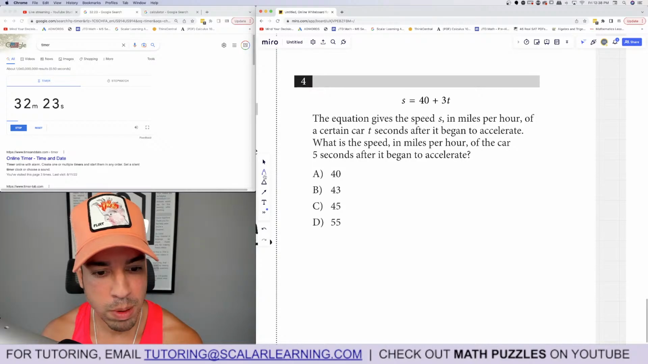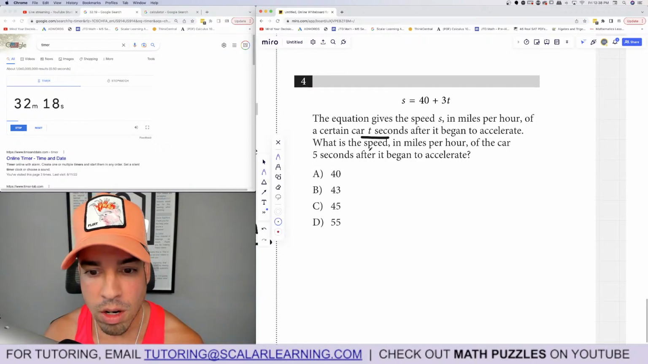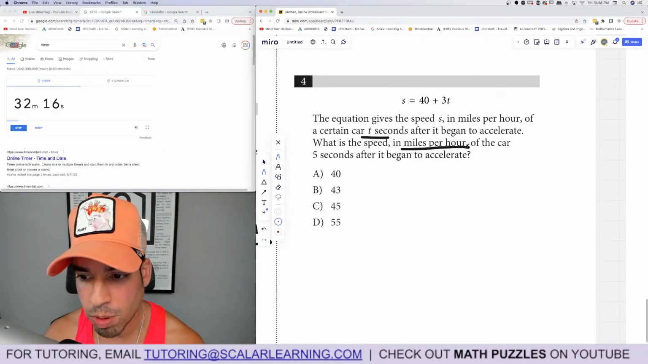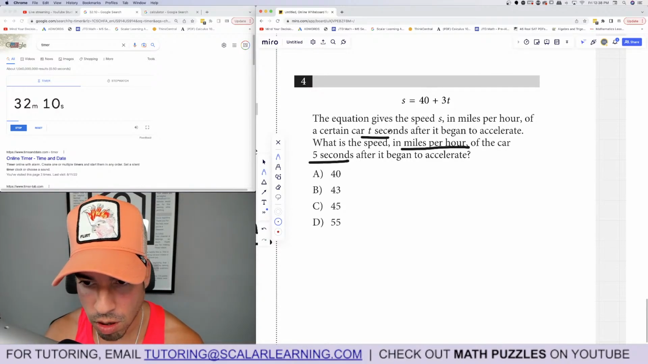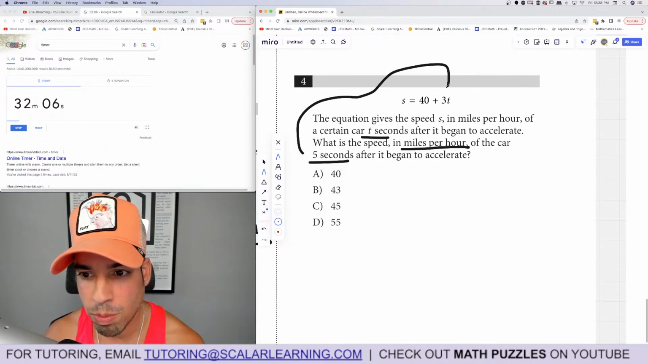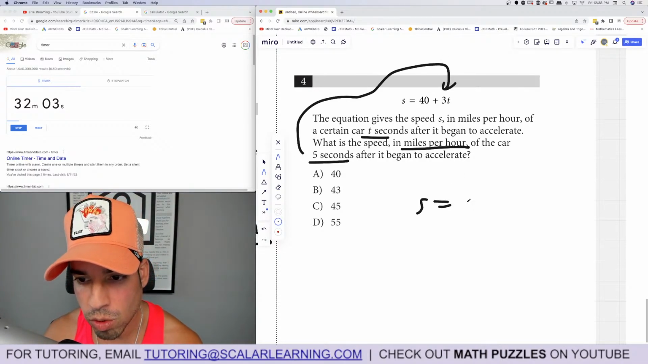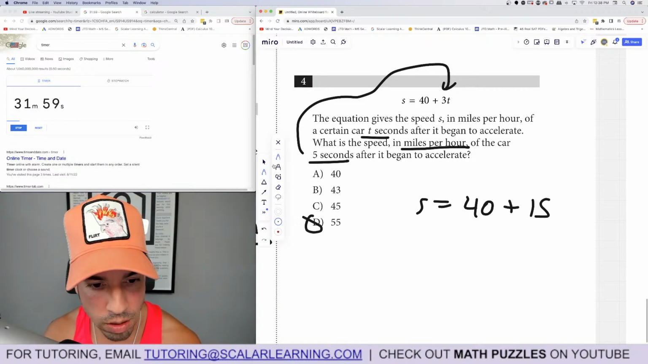The equation gives the speed S in miles per hour of a certain car T seconds after it began to accelerate. What is the speed in miles per hour of the car 5 seconds after it began to accelerate? Okay, it's just plug and chug. So we plug 5 in for T. S equals 40 plus 3 times 5, which is 15. 55 is the winner. Done.